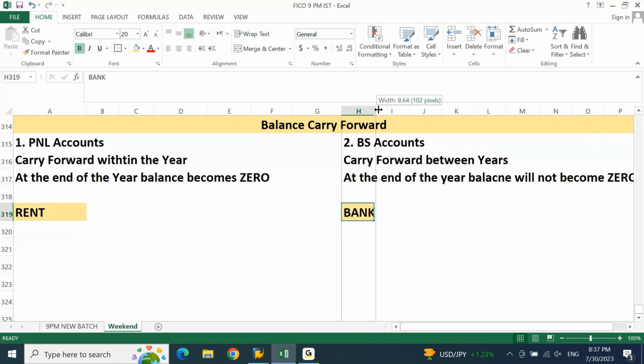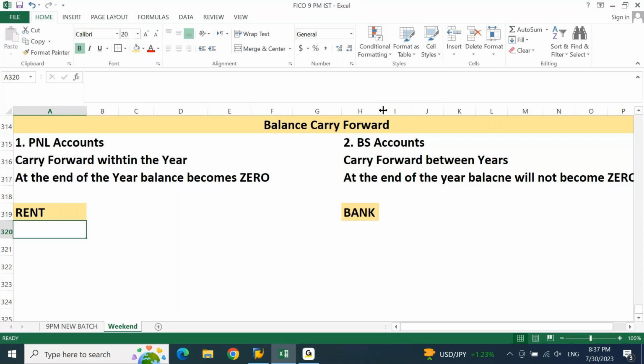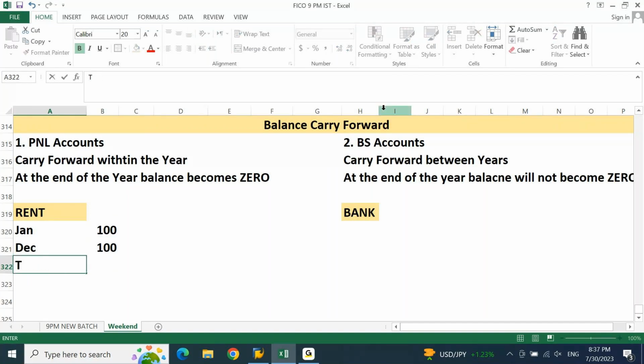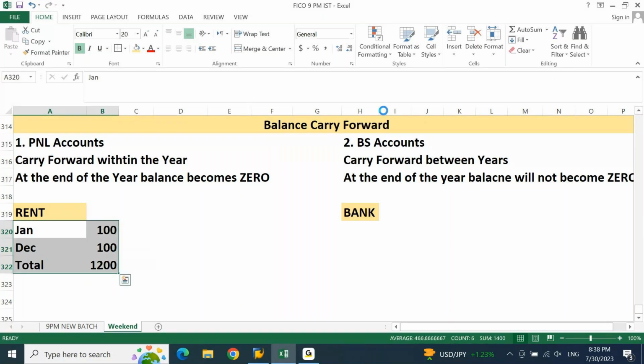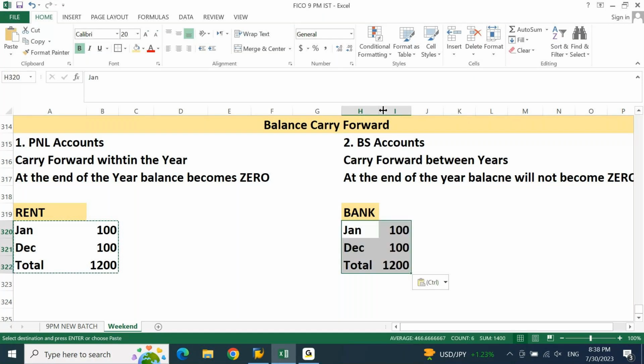Now I will write January until December. So in between you include all the 12 months. January is 100, December is 100. So total is how much? 1200, correct? I'm writing Jan till December, so in between I'm not writing Feb and all. Here also I'll put the same thing, everything the same number. Here also it is 1200. Am I correct?